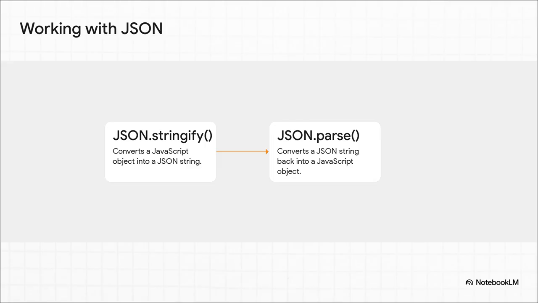Now, let's talk about JSON. It is the language of APIs. To send data across the internet, we use JSON.stringify to turn our object into a simple string. Then, on the other end, to use that data, we use JSON.parse to turn that string back into a living, breathing JavaScript object we can actually work with. It's a classic two-step dance.